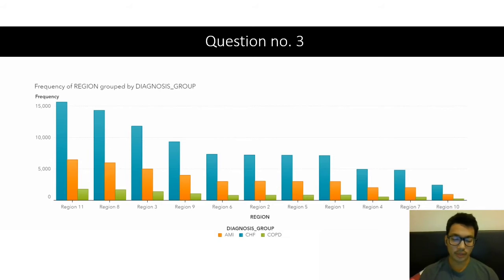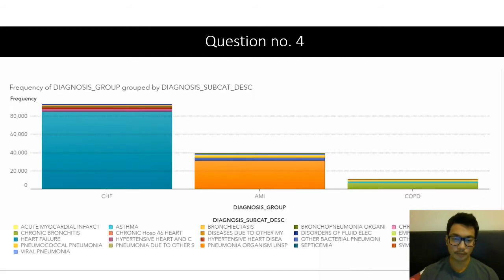A multi-bar graph is used in this illustration as the differences are better visible when placed in ascending-descending order. The following illustration shows that the most common diagnosis group in any region is group CHF, and the least common diagnosis group is the group COPD.